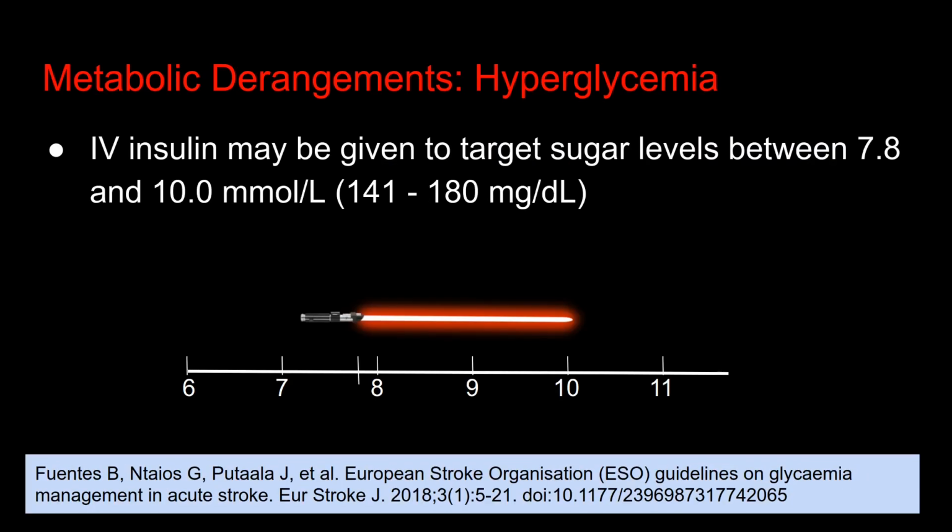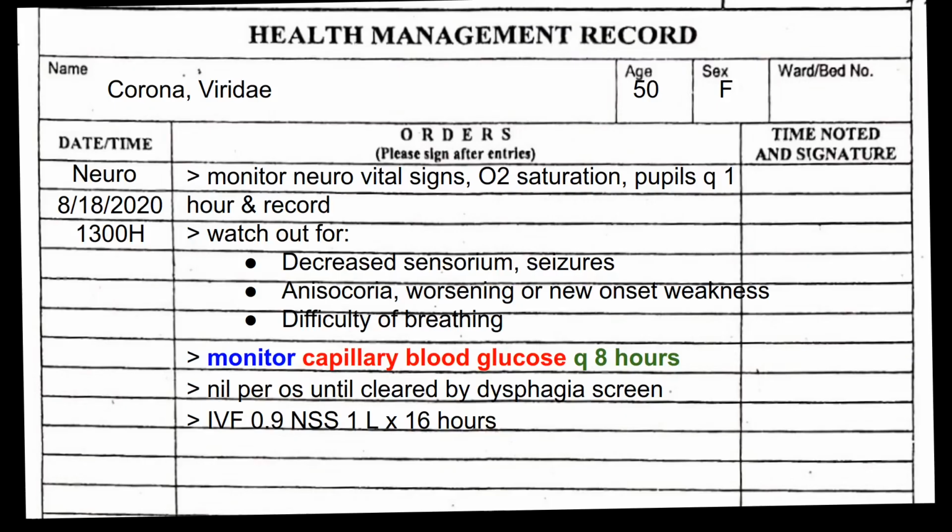Now, the European Stroke Organization recommends that we control the sugar but not too low. So the recommended targets are between 7.8 to 10 millimoles per liter. And you do not want to induce hypoglycemic episodes which can cause further brain damage. You emphasize to the team that you want the capillary blood glucose to be monitored regularly and referred to you if too low or too high.